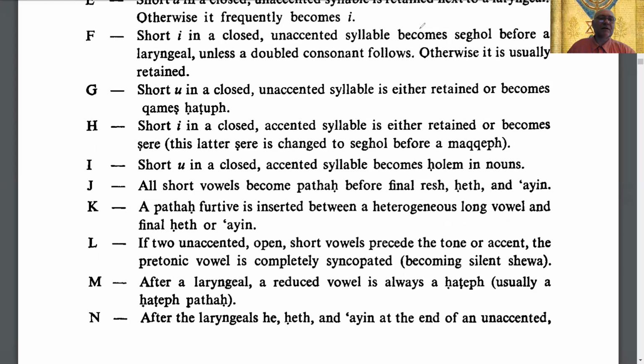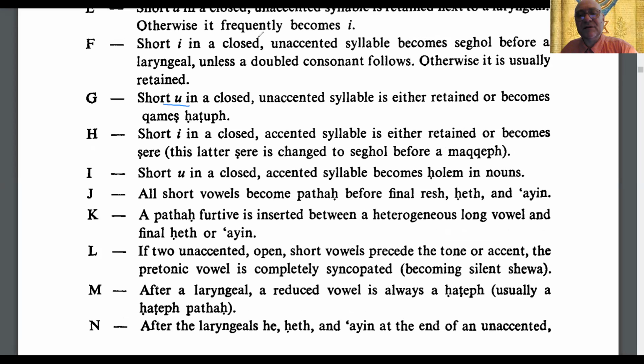Okay, so G. Short U in a closed unaccented syllable is either retained or becomes kametz hatuf. Okay, so kametz hatuf is like an O class vowel in Hebrew. Okay, H, short I in a closed unaccented syllable is either retained or becomes serre.